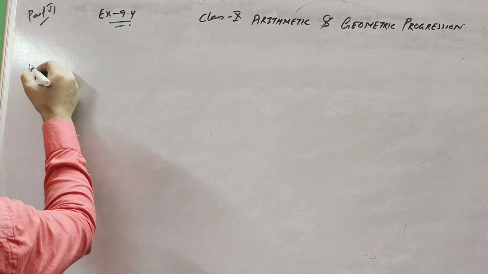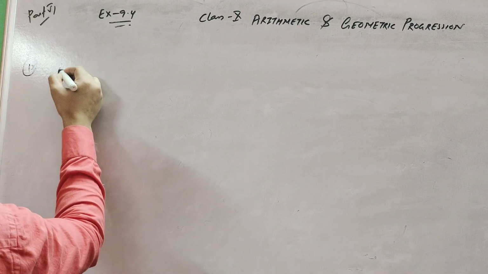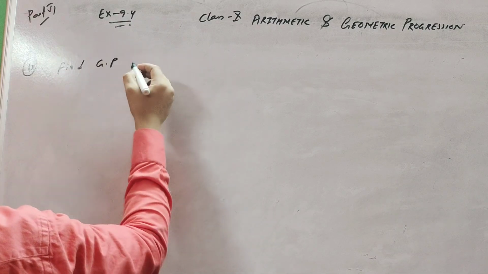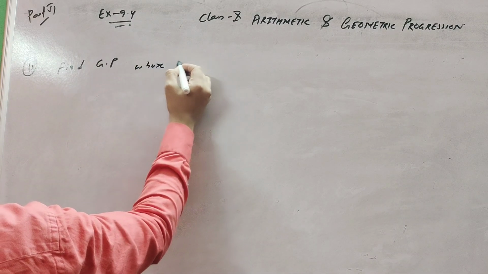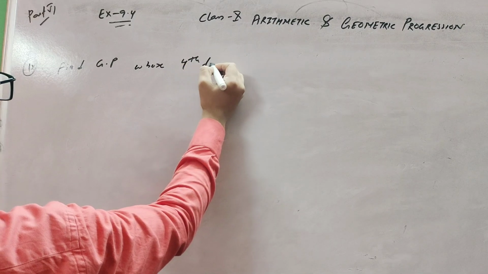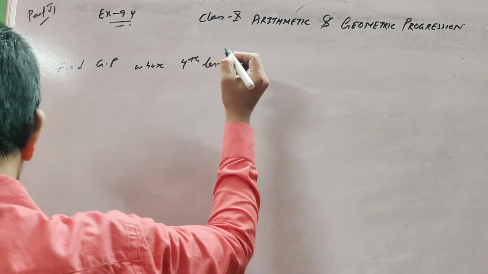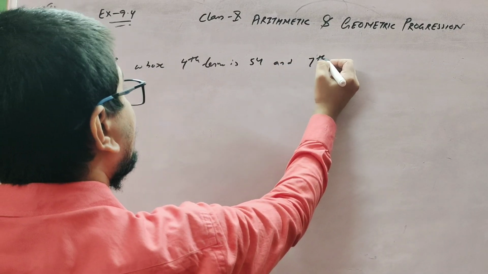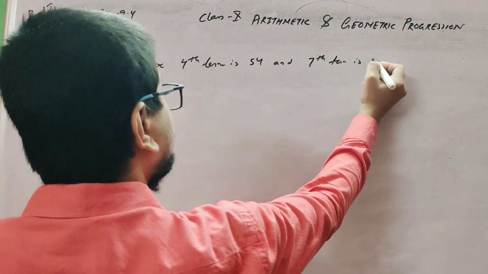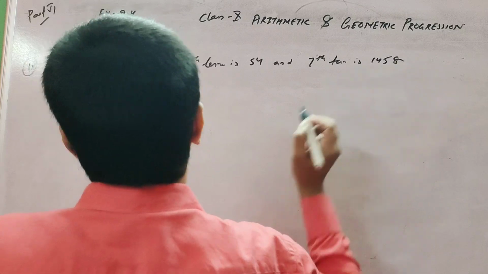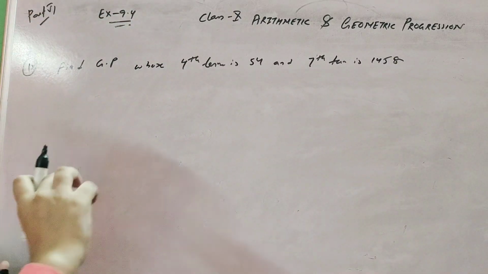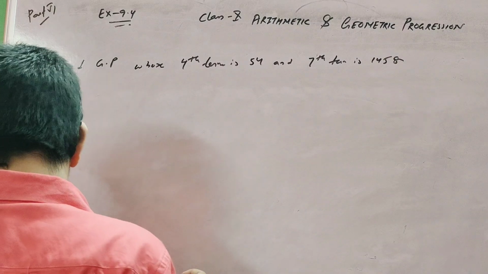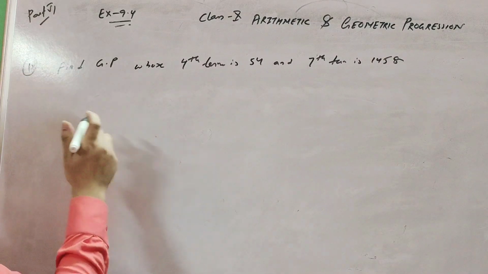Question number 17. Find the GP whose fourth term is 54 and seventh term is 1458. Find the GP series, whose fourth term is given and seventh term is given, 1458. Okay, find the GP series.